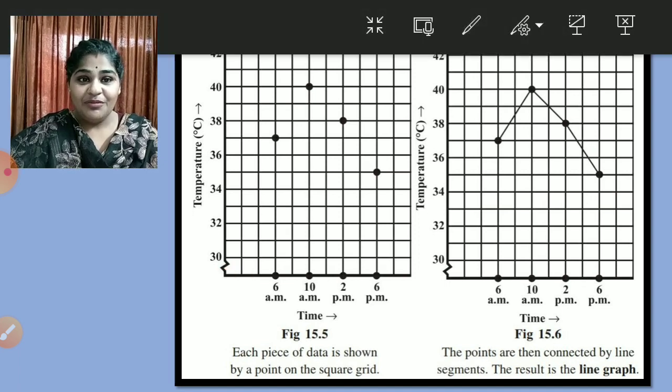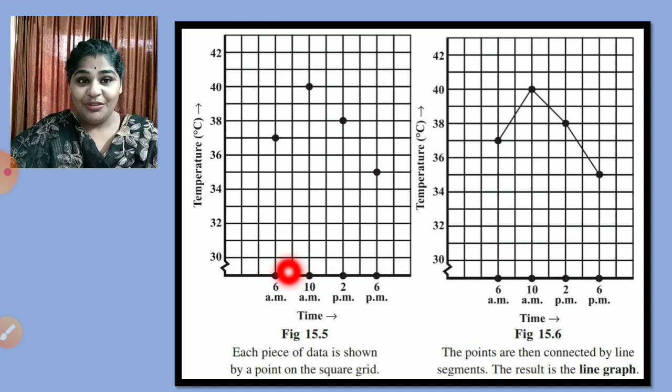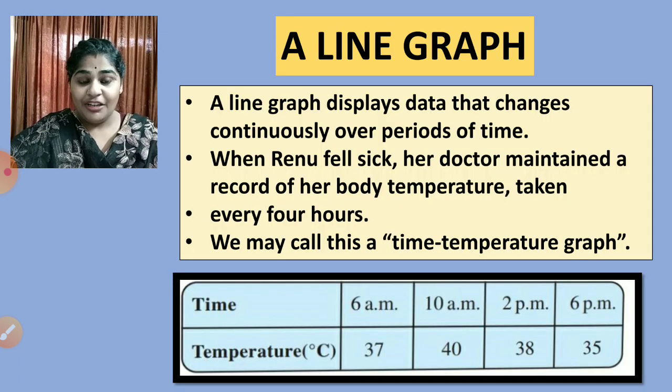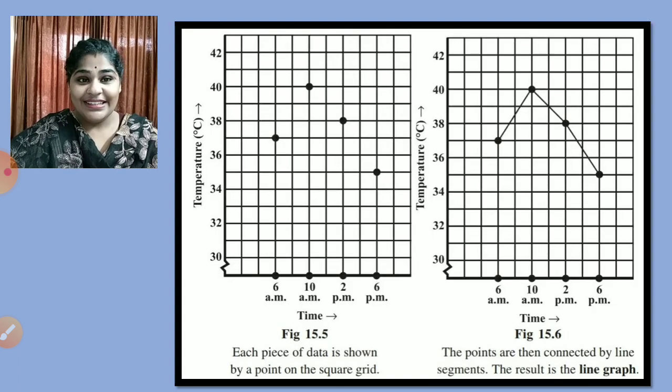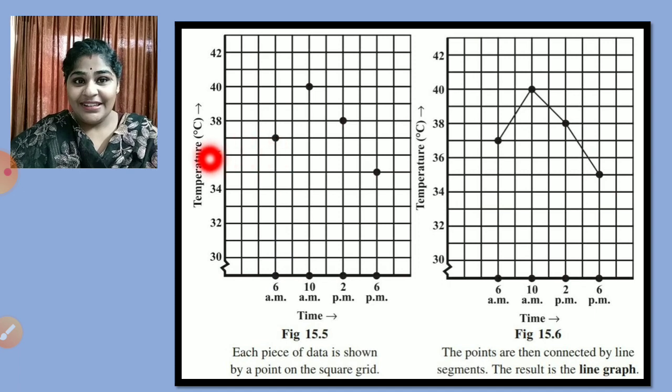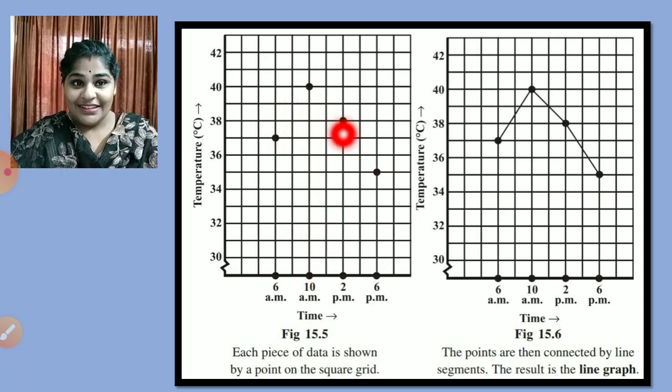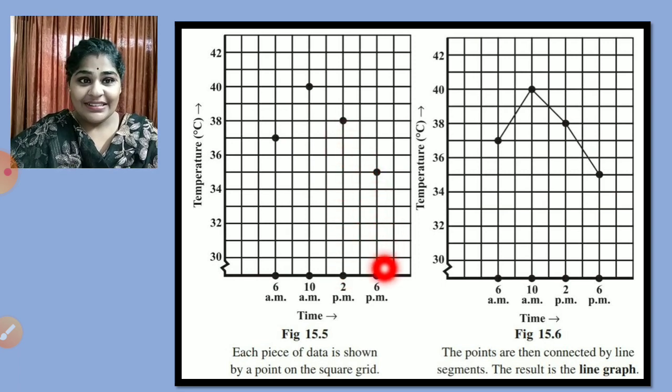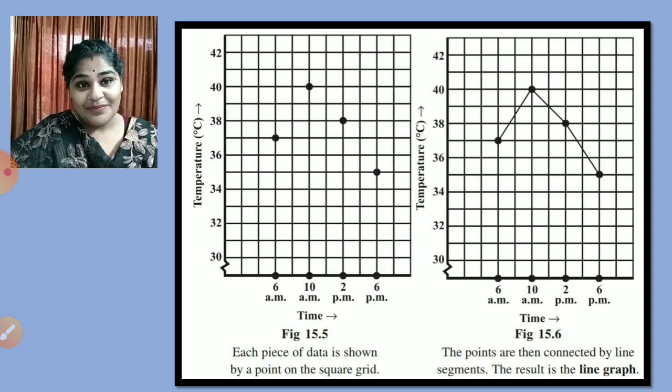So at 6 a.m., children, you can see what was the temperature. I will show you again. At 6 a.m. it was 37 degrees Celsius. So at 6 a.m., children, it will be 36, and after that one more line I'll take, that will be 37. At 10 a.m. it is 40 degrees Celsius. At 2 p.m. it is 38 degrees Celsius, and at 6 p.m. it is 35 degrees Celsius.